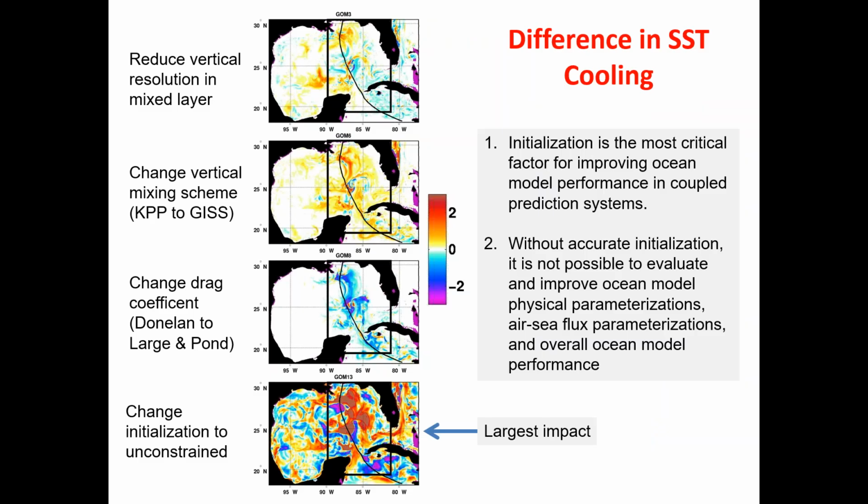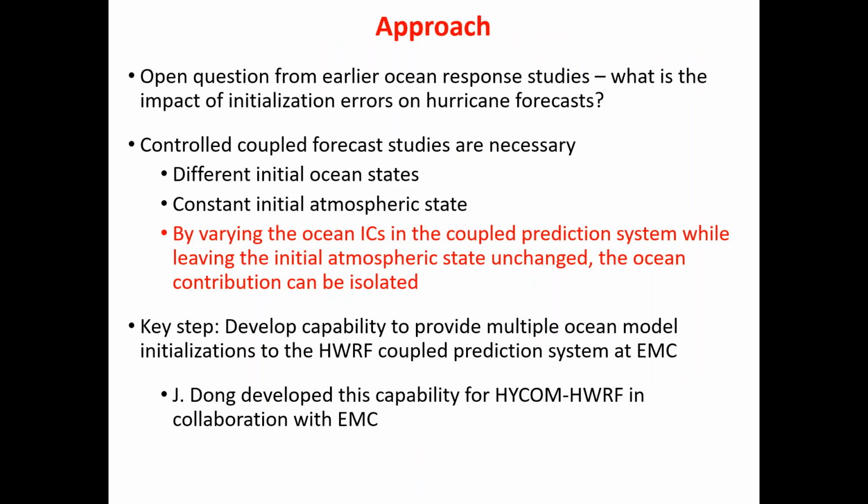So the point I want to make here is that, again, initialization is the most critical factor to get right in the ocean model. And also, the difference is so large that without accurate initialization, it's going to be very hard to try to use ocean observations to try to improve ocean model performance. If the initialization is bad, the ocean model response is bad, and you can't really correct or take action to correct the ocean model performance if the initialization is bad. So it's critical to get the initialization correct.